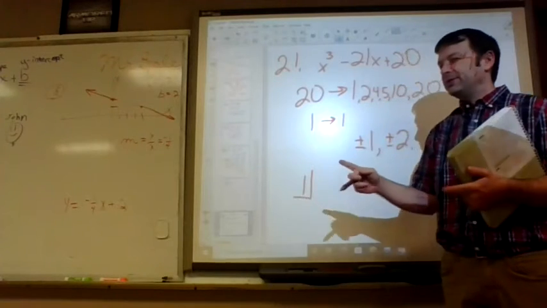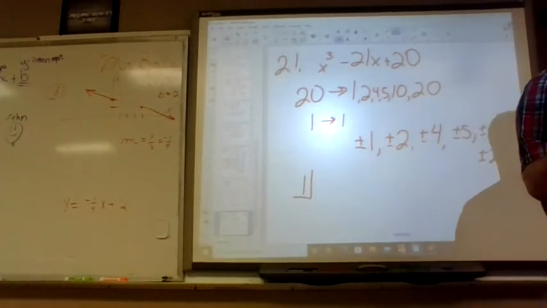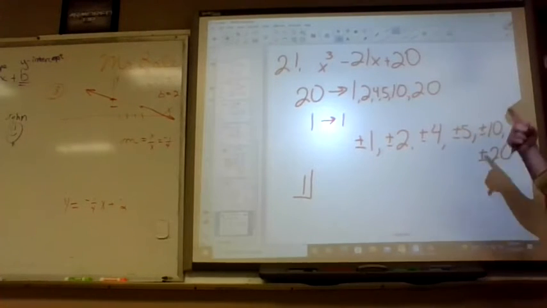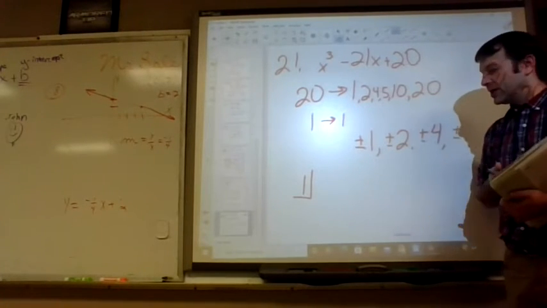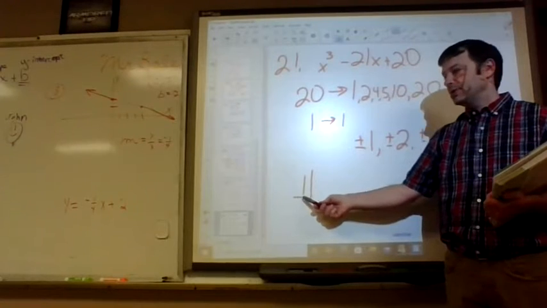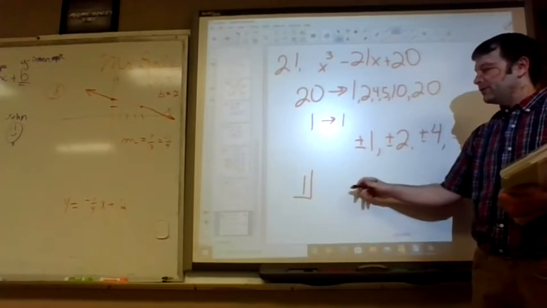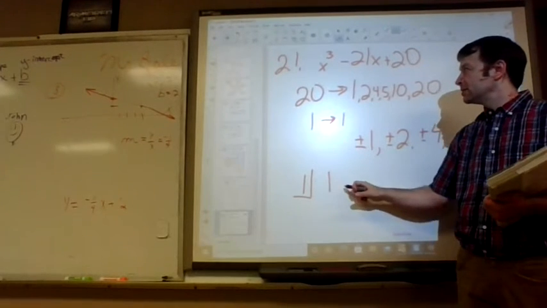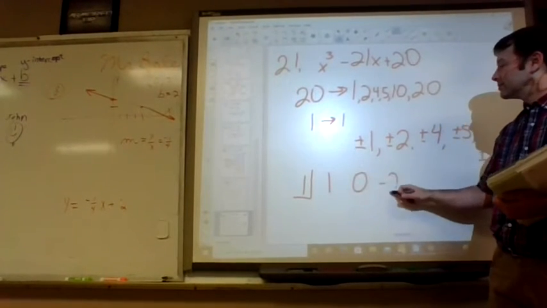I still need to do synthetic division to divide my answer out so I can find the leftover answers. But I know this is going to work. 1 is going to work. What coefficients am I going to use on this? 1, 1, 0, 0, and negative 21.